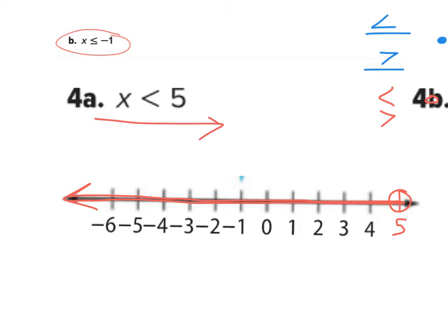Now, because my answer does not include 5, my x can be anything less than 5, I have an open circle. And the reason that I have to still start at 5 is because my number could be something such as 4.999, which is really close to 5, but it's still less than 5. So that could technically be my answer.